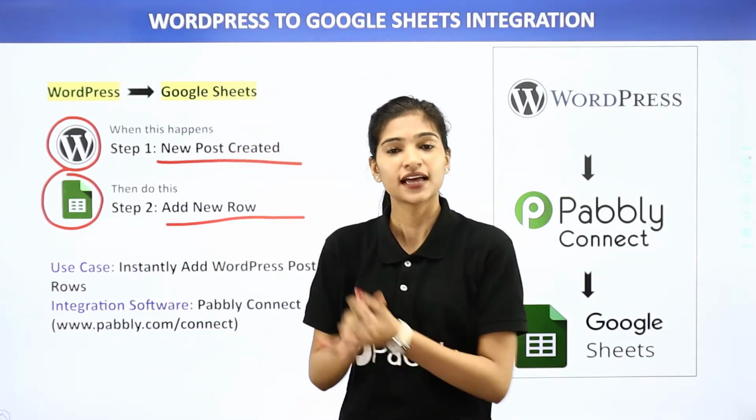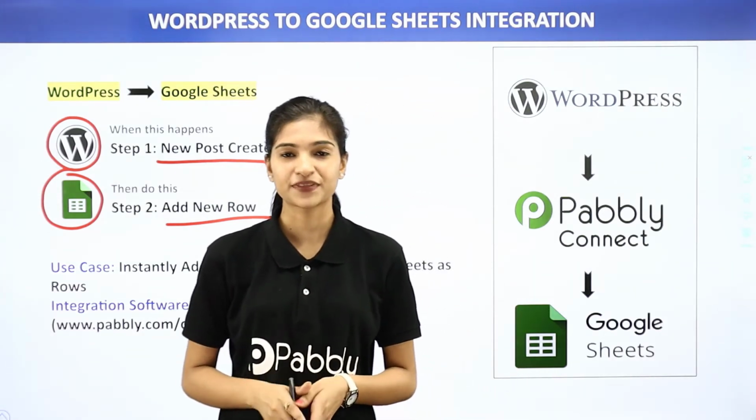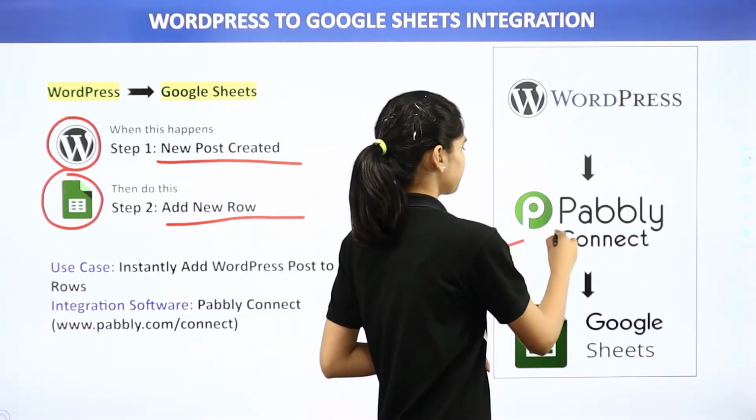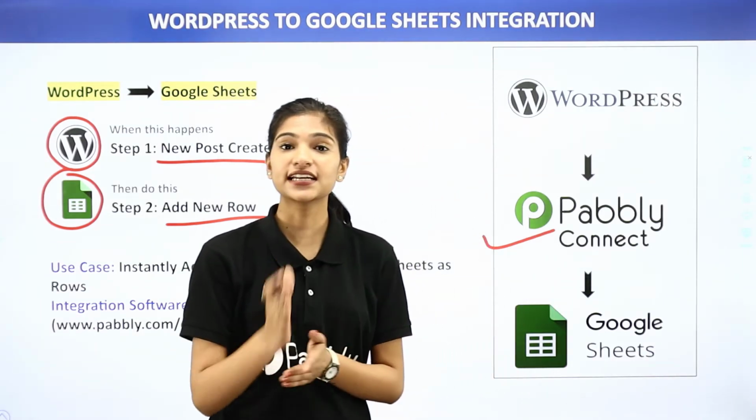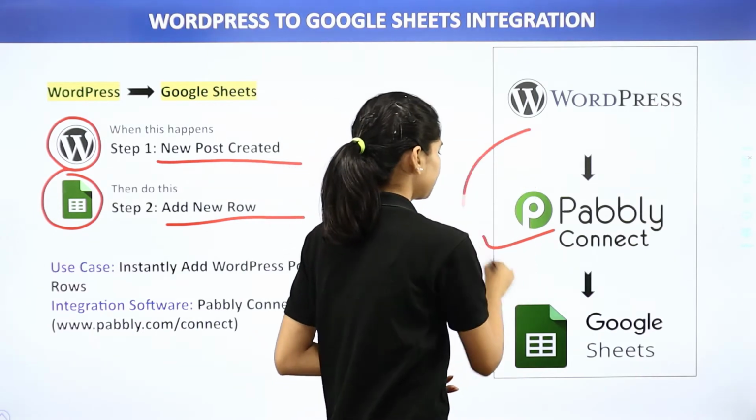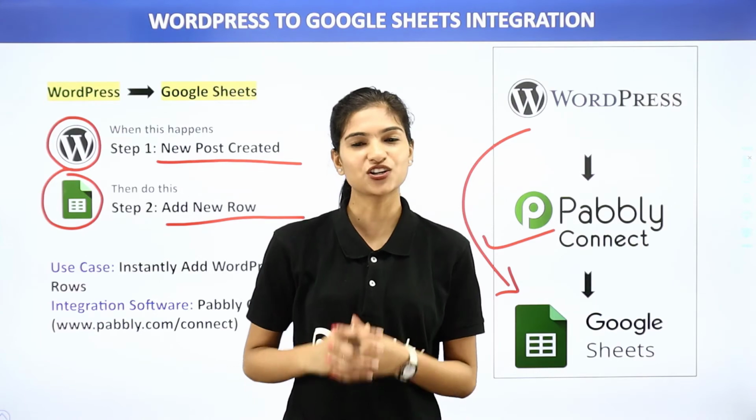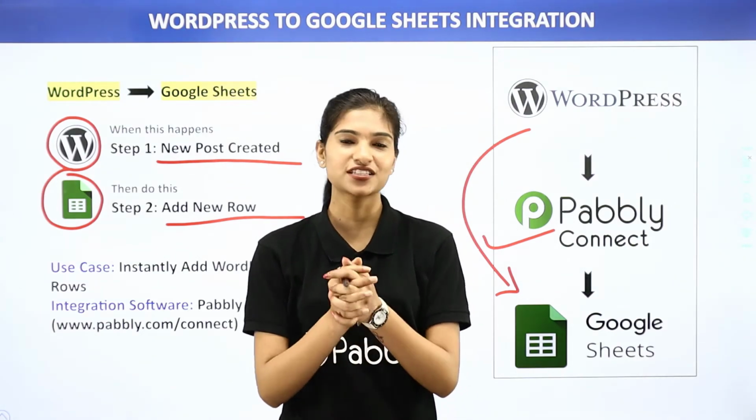The issue here is that WordPress and Google Sheets don't have any integration between them, and that is why we are going to use Pabbly Connect. Pabbly Connect is an integration software which will help you to transfer data from WordPress to Google Sheets. The best part here is you don't require any knowledge of coding. So let me show you this on my screen.